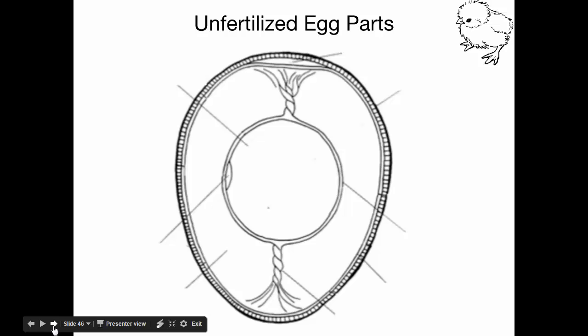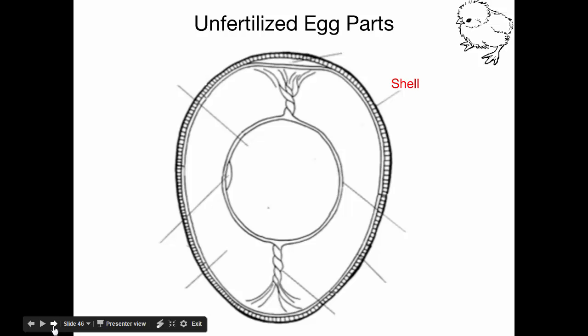All right, so let's finish up with this slide. Just name the parts. We won't talk right now about what they all do. We'll get to that tomorrow. But this is an unfertilized bird egg. This is the egg you buy at the grocery store. This is what's inside of it.